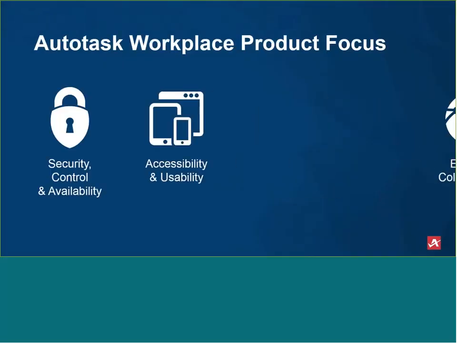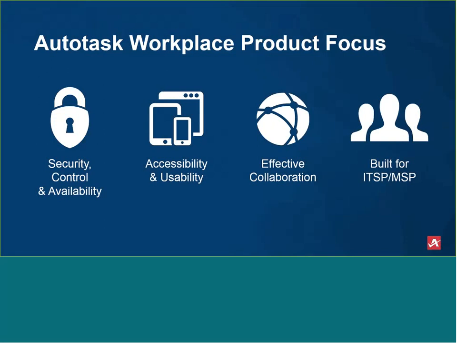All right, so first, I always like to come back and just review the 4 pillars we use at Autotask to deploy, manage, maintain, grow the business, grow our channel partner for Autotask Workplace. They come down to 4 key areas: security, control, and availability, having access to the information you need securely and whenever and wherever you need to be. Accessibility and usability, it's not enough just to have it on your computer. You need to be able to work from your phone, from the web portal, from anywhere that you may need to be or any device you may be connected via.